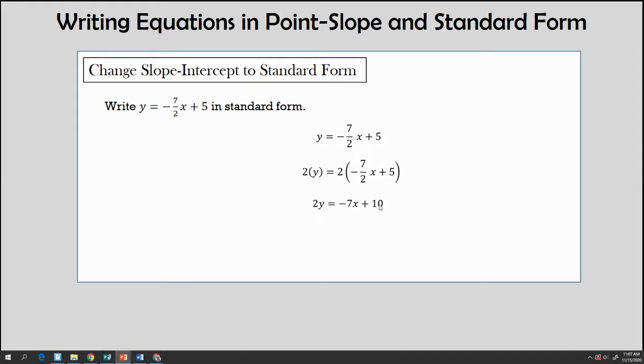So now it's a matter of getting the x and the y term on the left and the whole number on the right. So we'll add 7x. 7x and 2y are not like terms, so we're just going to write 7x plus 2y equals 10. That's standard form. A is 7, B is 2, C is 10. Right there.